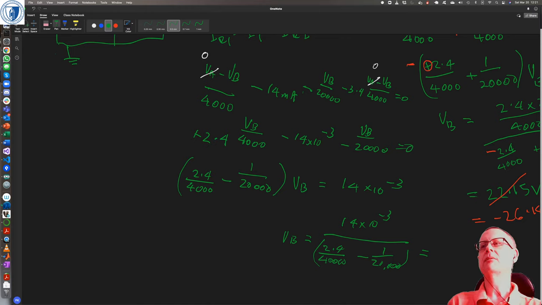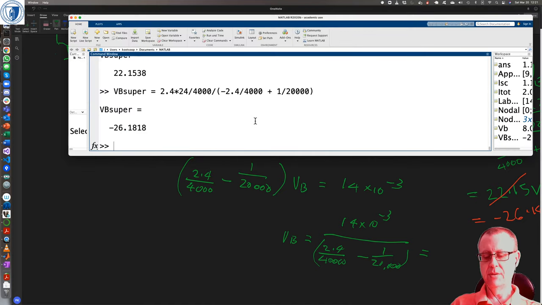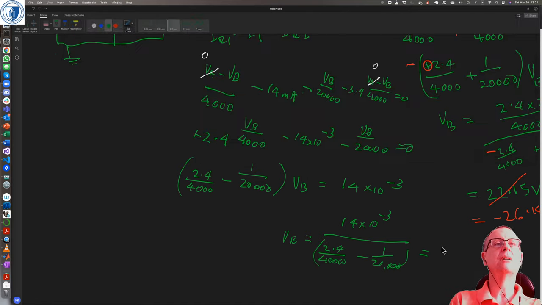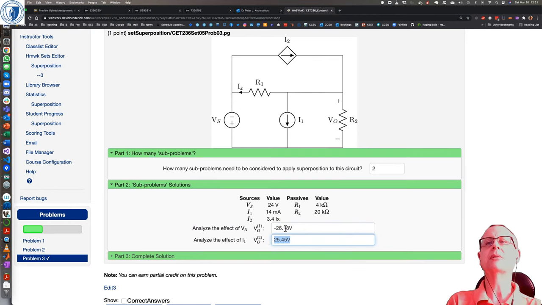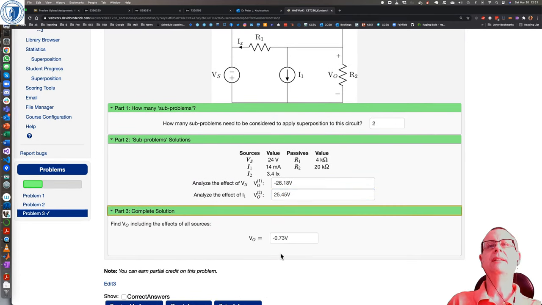And that equals, where's my MATLAB gone? Right, so VB super 2 equals 14 times 10 to the minus 3 divided by 2.4 on 4,000 minus 1 on 20,000. 25.45 volts. Okay. And hopefully that's what we got before. It looks like it is. And then the complete solution is just going to be to add those two voltages together to get the overall V out.